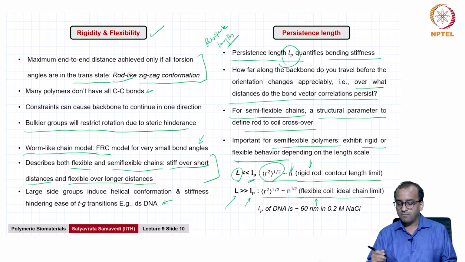One is that we have been able to talk about the rigidity or flexibility of a single chain based on the parameter called persistence length.